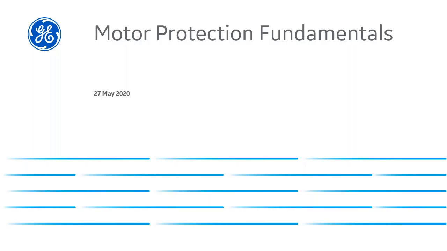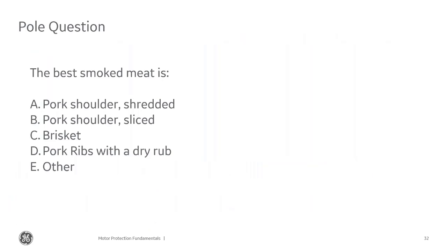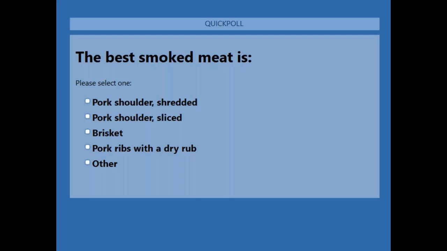interacting with us. So with that said, we can start our first poll here. So let me launch my first slide. And so the poll question is, since this is a lunch and learn without a lunch, what is the best smoked meat? Okay, he opened the poll. So what's the best smoked meat? Is it pork shoulder shredded, pork shoulder sliced, brisket, pork ribs with a dry rub, or other?